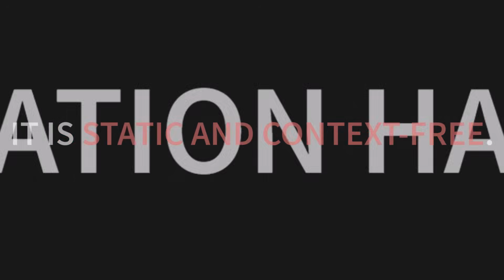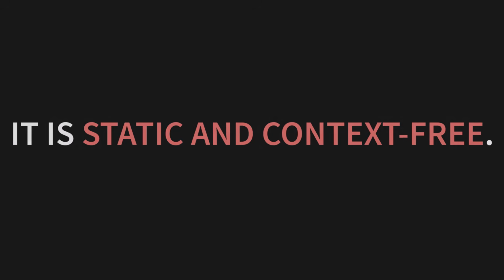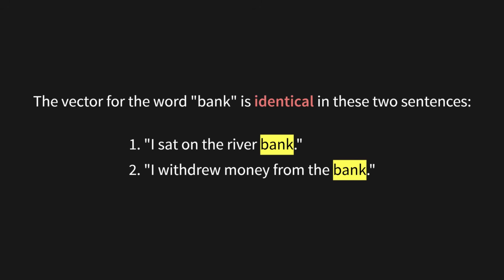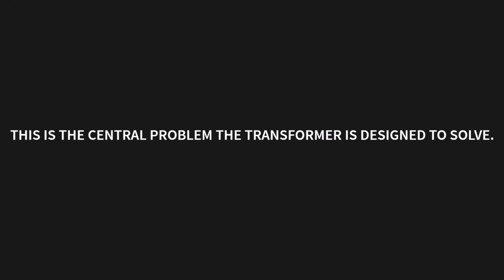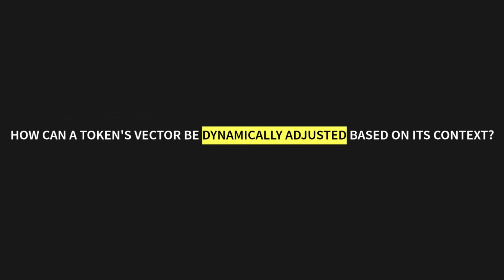But this representation has one massive flaw. It is static and context-free. The vector for the word bank is identical in these two sentences. Number 1, I sat on the riverbank. Number 2, I withdrew money from the bank. The embedding layer has no idea which bank we're talking about. It just gives back the same vector every time. This is the central problem the transformer is designed to solve. How can a token's vector be dynamically adjusted based on its context?